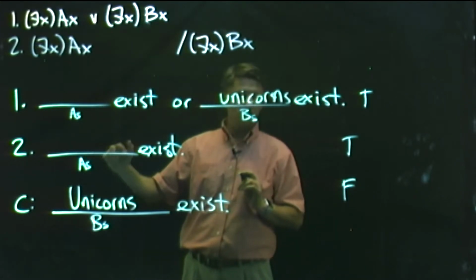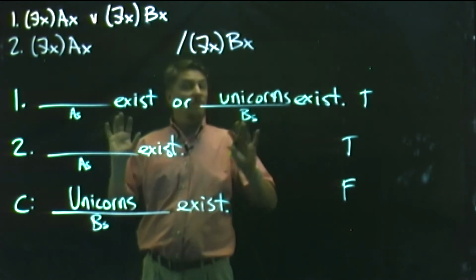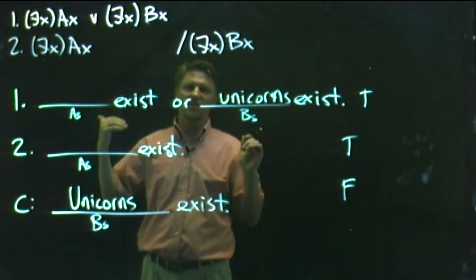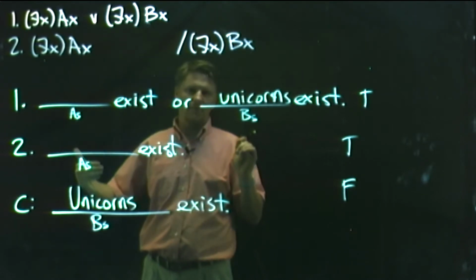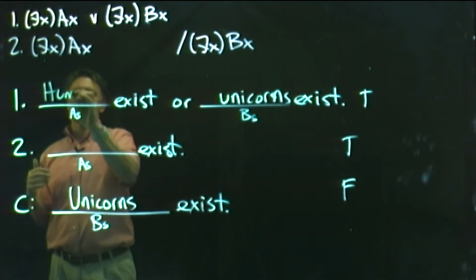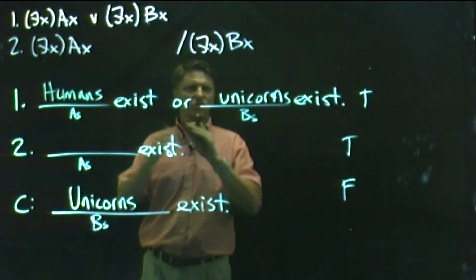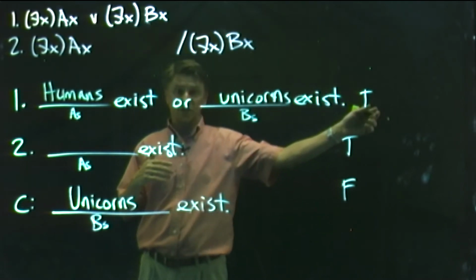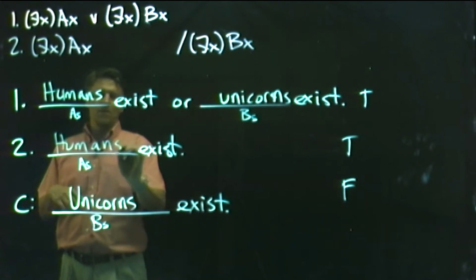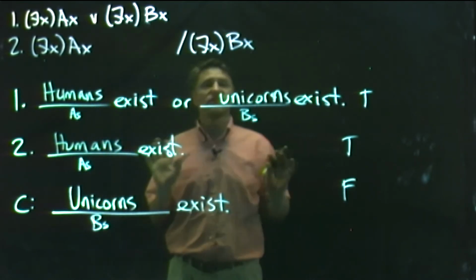Of course, we'll need to do that down here as well, but just so we can understand this, hopefully this is not too difficult. All we need to do is think of something that actually exists and plug that in there, and we should be golden, right? So, humans exist or unicorns exist? That's true because humans exist. Humans exist. Yes, that's true. Unicorns exist. That is false.